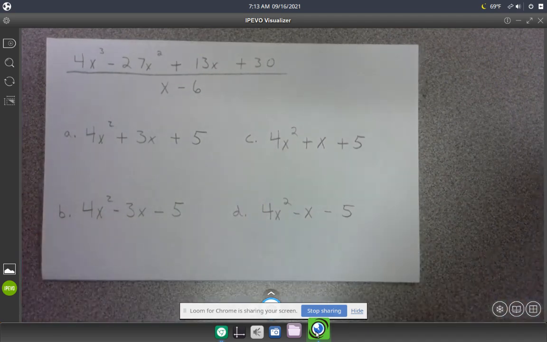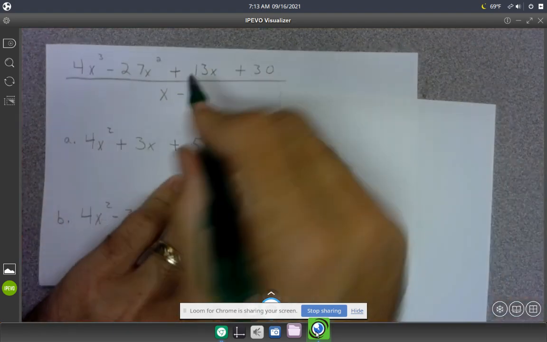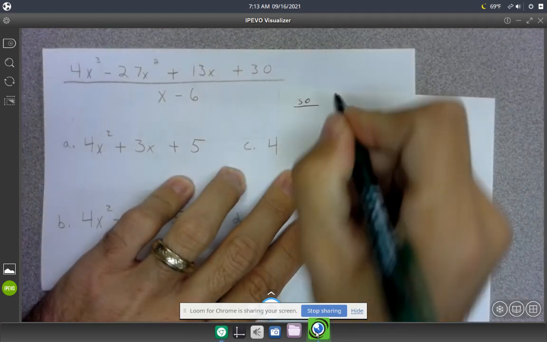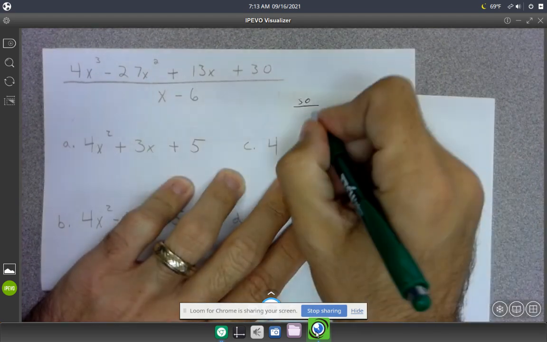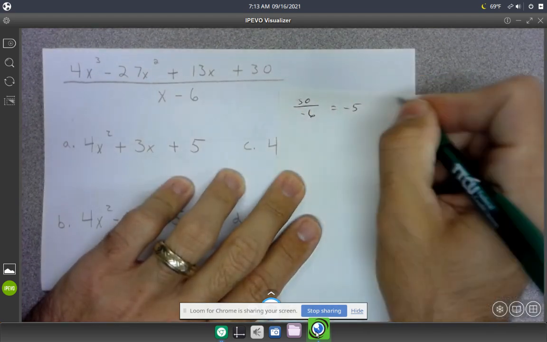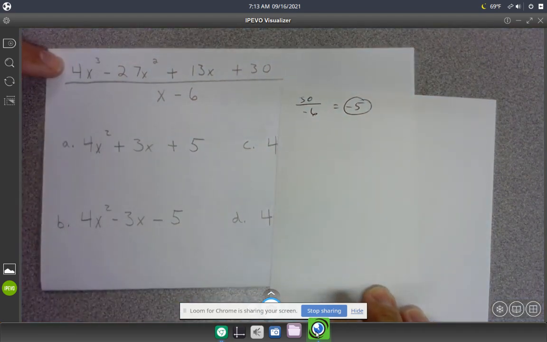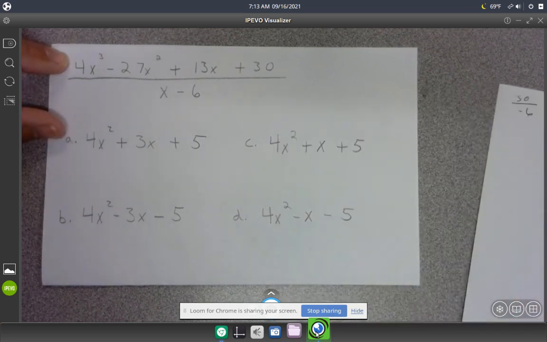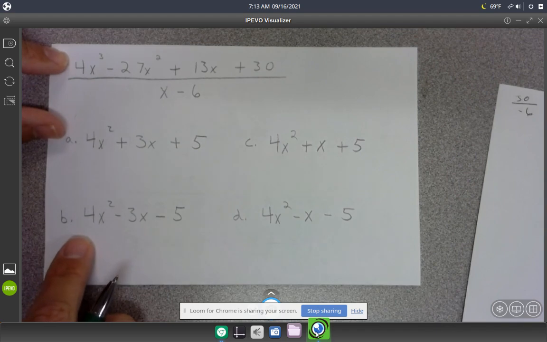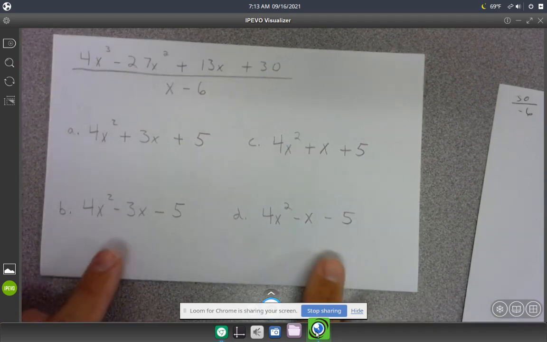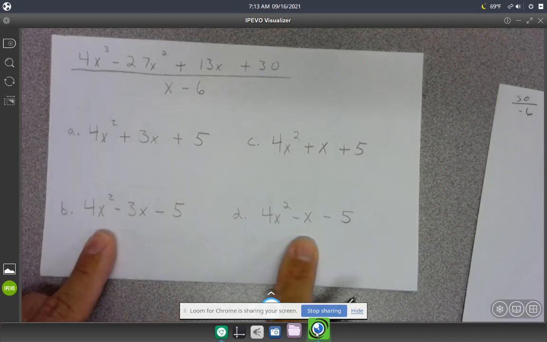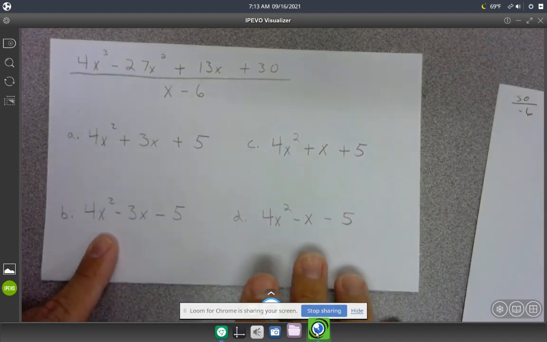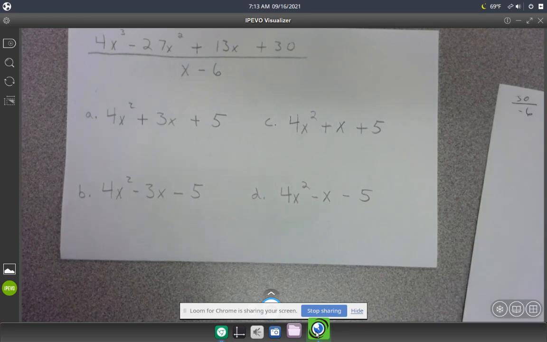But first, let's make our lives a little simpler by plugging in 0. If we plug in 0 for x on the top part, we get 30 divided by negative 6 down here, and that is equal to negative 5. So if this is equal to negative 5 when we plug in 0 for x, then we should get a negative 5 down here when we plug in 0 for x. This narrows it down to b and d, because if you plug in 0 for x, you get negative 5. Same thing here. These ones you end up getting positive 5. So I know it's got to be either b or d.